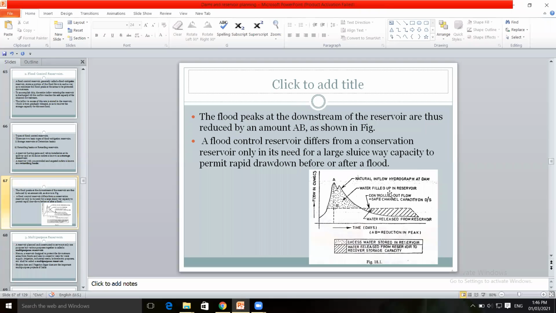At B, water filled up in reservoir. This is a natural inflow hydrograph during peak flows. Water filled up in reservoir, that is shown. That is equal to controlled outflow, which is equal to safe channel capacity on downstream. So this peak flow is managed, that is controlled. Controlled outflow, inflow is controlled by safe channel capacity on downstream side.